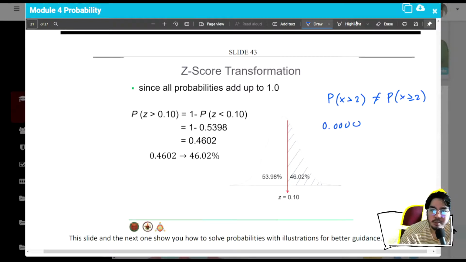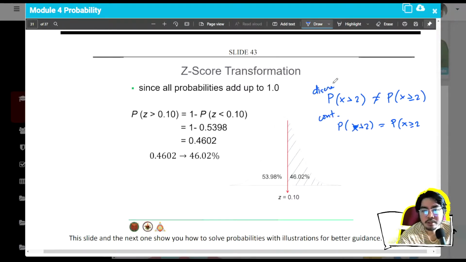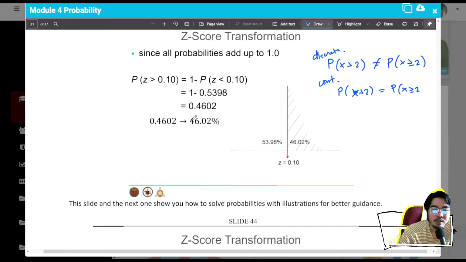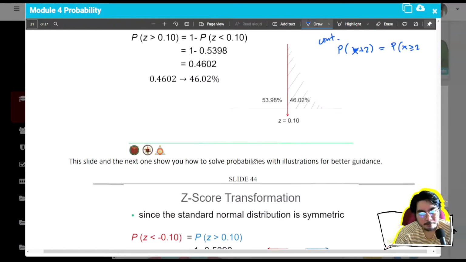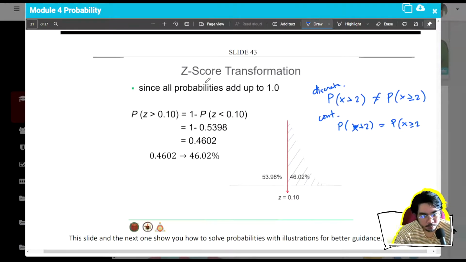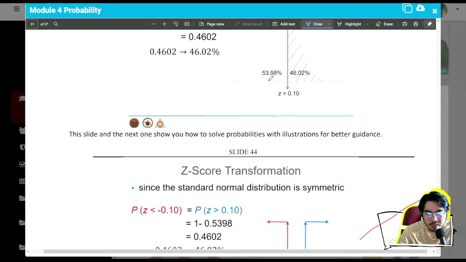So in that case, it's okay for continuous to say that P(x greater than 2) is equal to P(x greater than or equal to 2). For continuous, yes. Discrete, not possible. So we only use these z transforms for continuous. Okay? So number 1, all things add up, so you can just subtract.